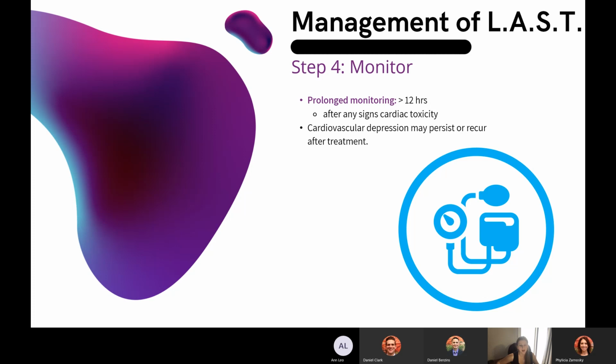And finally, after all patients receiving local anesthetic injections, they should be monitored for 30 minutes. And this is because the onset time for local anesthetic toxicity may begin 15 minutes after the injection. Also, if they had any signs of a LAST adverse event, you can still have cardiac depression persist long after the treatment. So they should be monitored for at least 12 hours after any signs of cardiac toxicity.